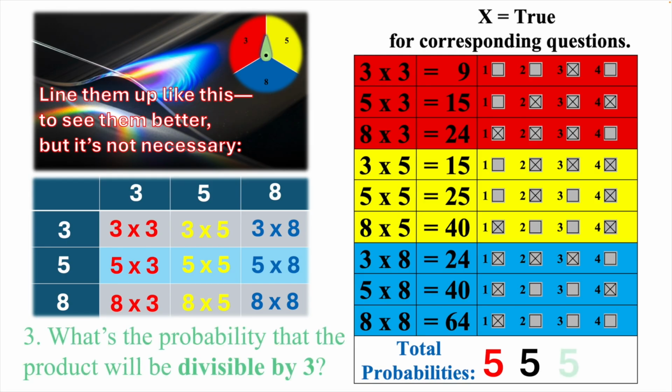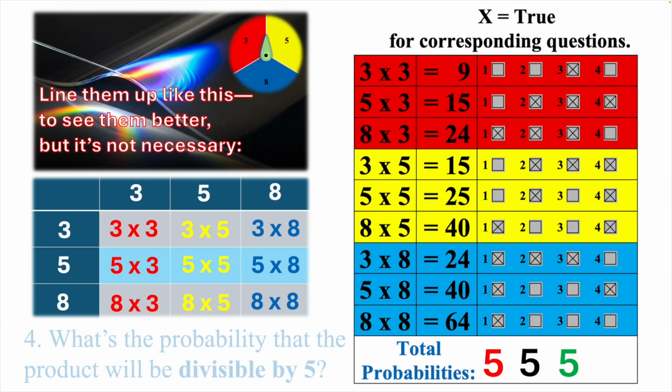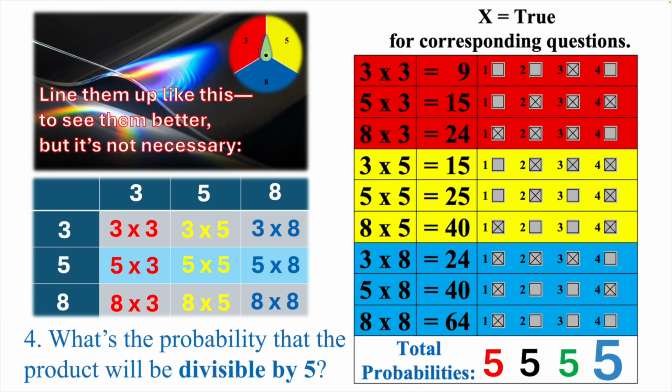As for questions 3 and 4, which ask for products that are divisible by 3 and 5, respectively, we can see that we also have 5 products that are true for these as well. So the answer to all 4 questions is the same. 5, what are the chances?